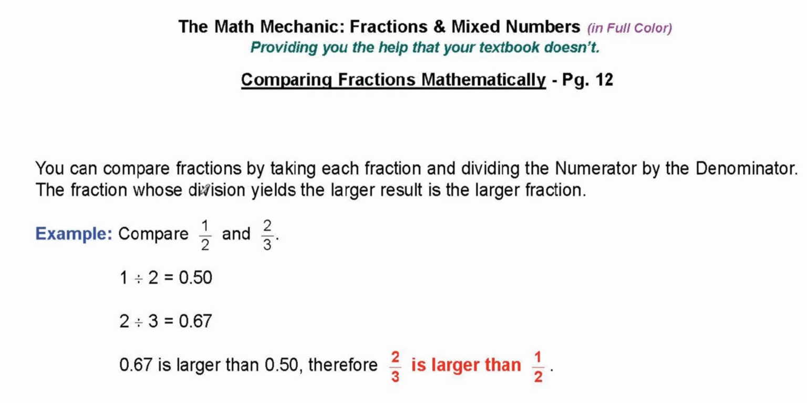You can compare fractions by taking each fraction and dividing the numerator by the denominator. The fraction whose division yields the larger result is the larger fraction. In this example, we are going to compare the fractions 1/2 and 2/3 to see which one is the larger fraction.